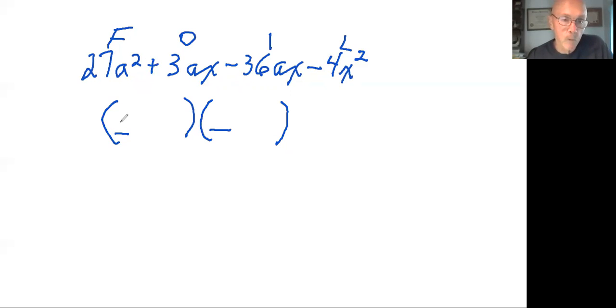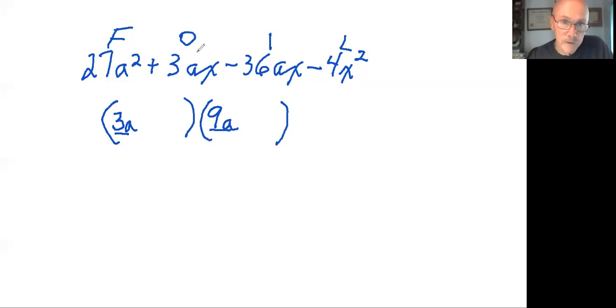Well, you could try 1a times 27a, but I'll tell you a secret. The people that make up worksheets usually pick numbers that are close together. I'm not saying it couldn't be a 1 times a 27, but I'm going to try a 3 times a 9. Let me try that and see if that works. Okay, so 3a times 9a, yeah, gives me that.